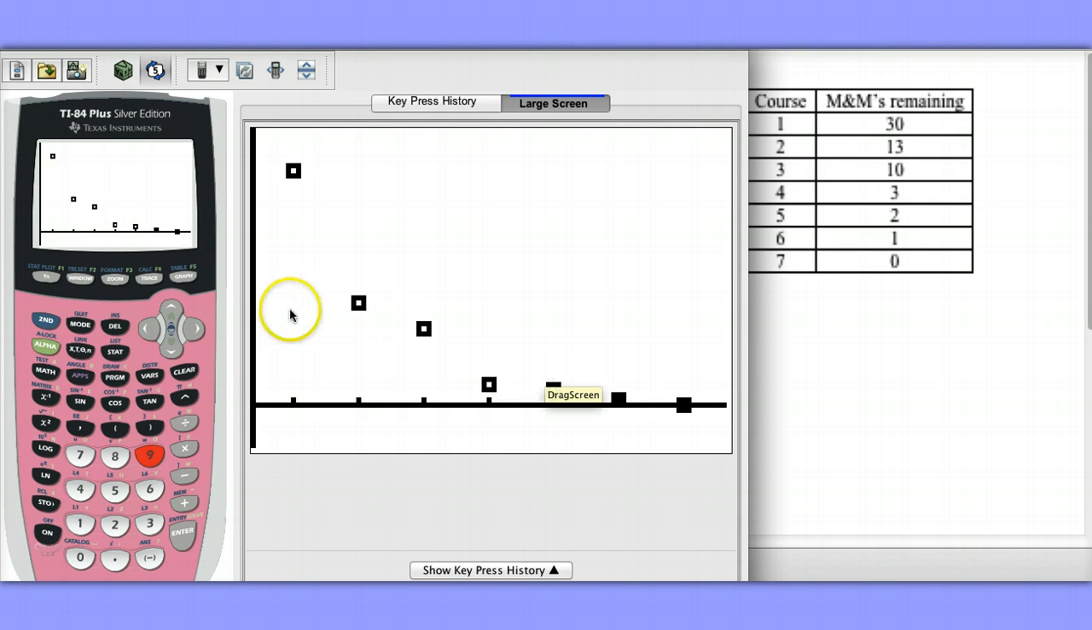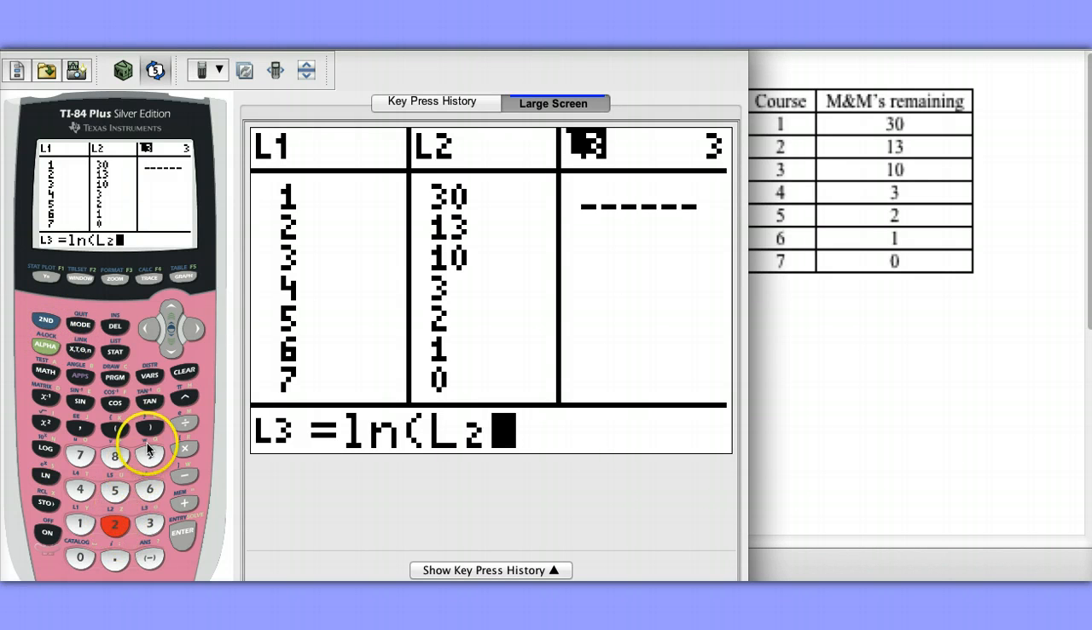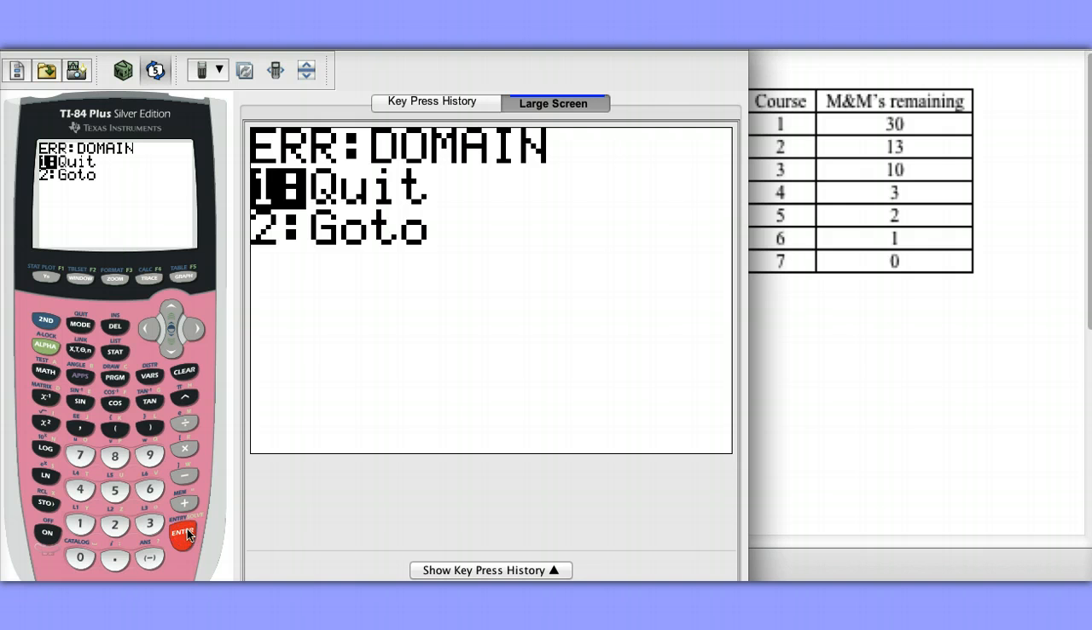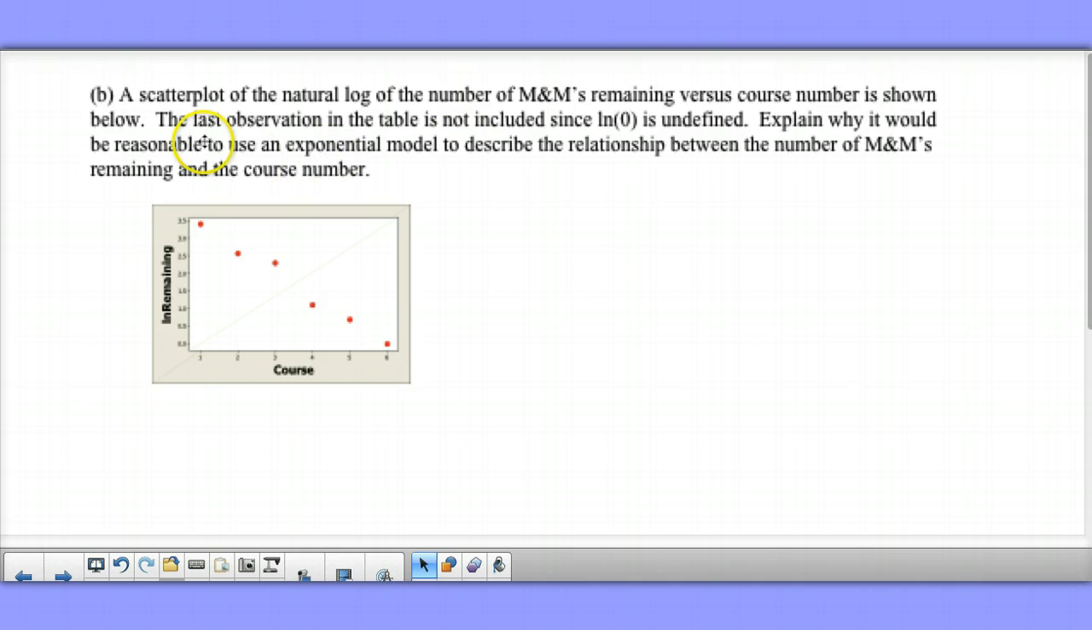So with an exponential model, we're going to take a natural log of the Y values. So I'm going to go to list 3 and say, let's take the natural log of list 2. Domain error. Why do we have a domain error? Well, if you actually read the directions, notice here, we actually need to remove the last point because the natural log of 0 is undefined.